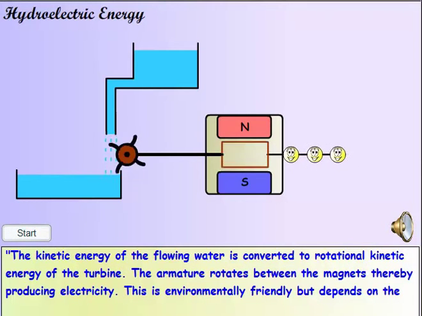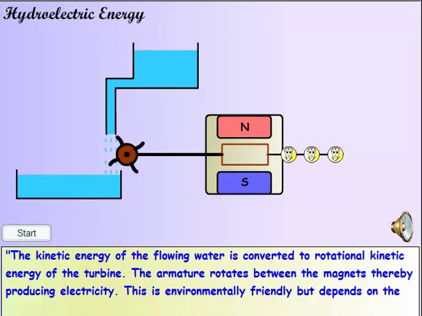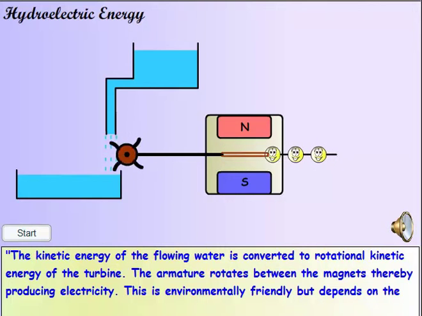Hydroelectric power is generated by using flowing water to turn the blades of a turbine. The turbine blades are connected to an armature, which is housed between magnets. As the armature rotates between the magnets, electricity is produced. Normally, this is done on a large scale using dams. The disadvantages are the high cost and destruction of the land around due to flooding, as well as the displacement of people living around.